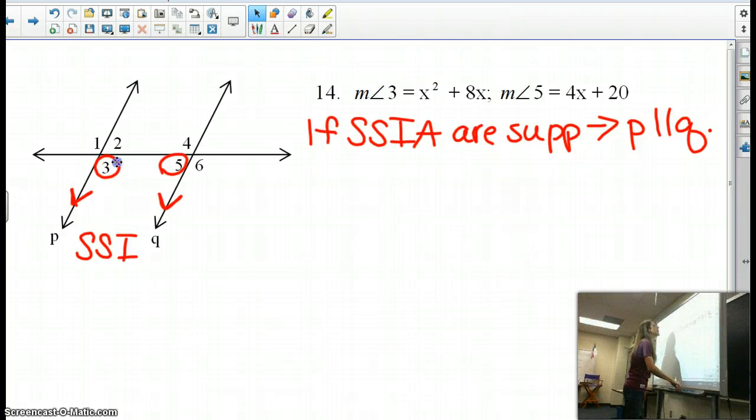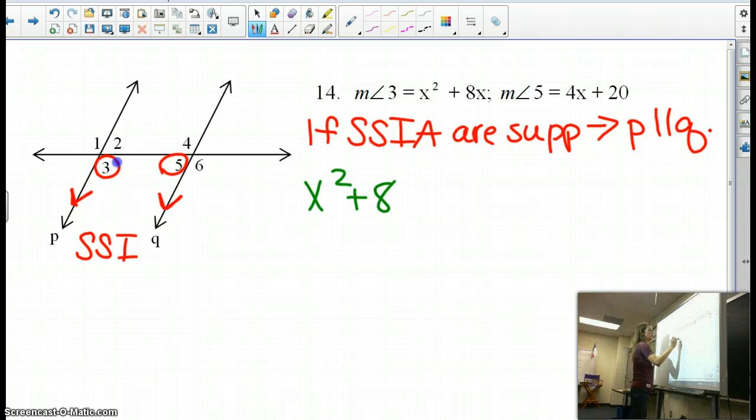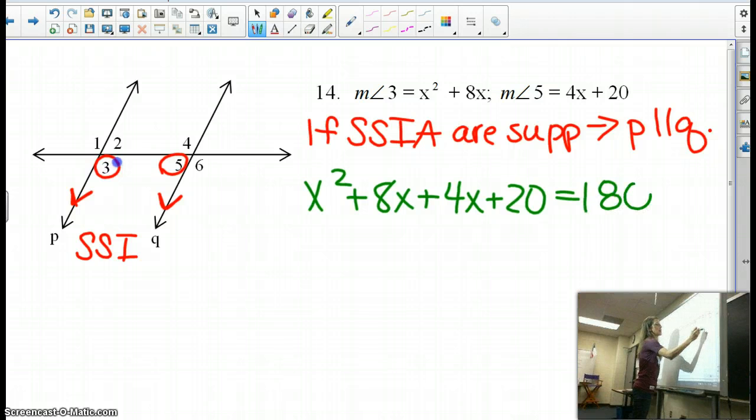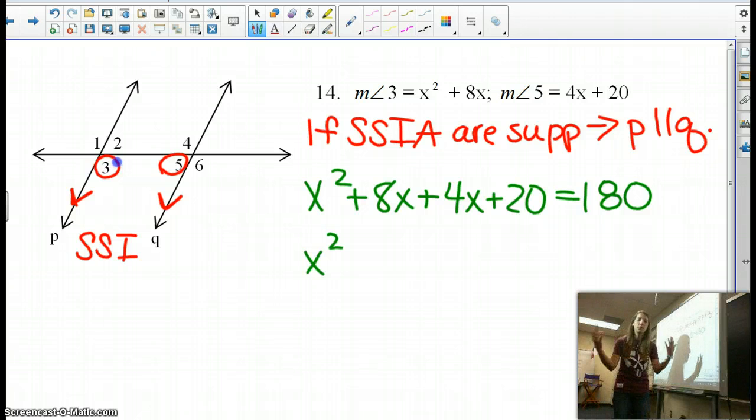All right, so let's make them supplementary. Supplementary means x squared plus 8x plus 4x plus 20 equals 180. So you're being careful not to set them equal to each other. They are not congruent. So let's get everything on one side of the equation. You know the drill by now.